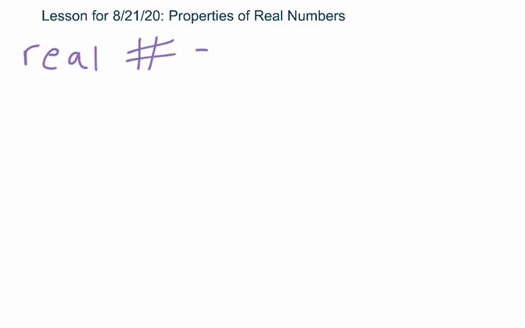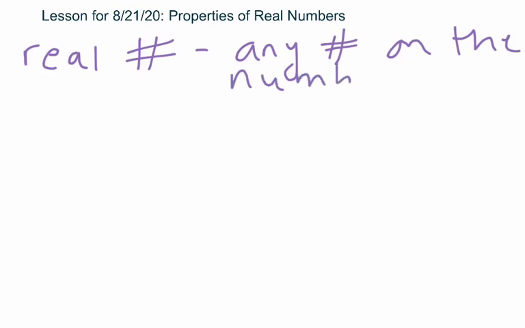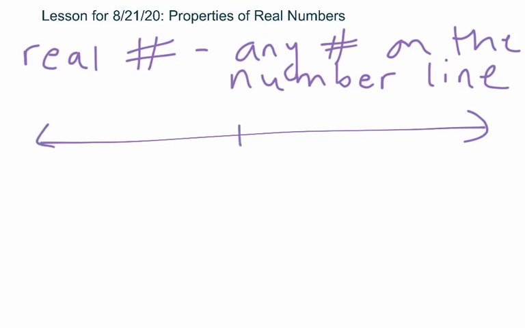Now, it's actually a pretty complicated definition, but I'm going to keep it really simple for you. A real number is any number on the number line. So if you can find it on the number line, if it exists somewhere on the number line, it is a real number. So just for a moment, let's take a look at the number line. We have the number 0 right in the middle of it, we have positive numbers over to the right, we have negative numbers to the left. That means that all positive numbers and all negative numbers that you can think of are real numbers.